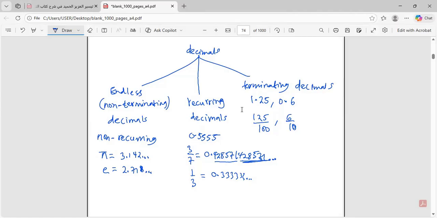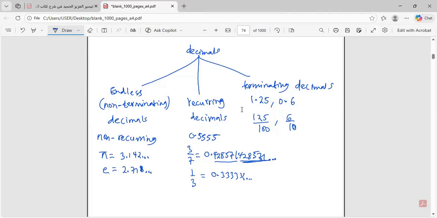So we have terminating decimals. Those are the ones like 0.6, 1.25, they have an end. We have recurring decimals, and they are always non-terminating, they are always endless. For example, 3 over 7, you can see 0.428571. That same number, 0.428571, repeats itself at regular intervals. We also have 1 over 3, which is 0.3333, and it's endless. So it is recurring. You can see those numbers occur at regular intervals.